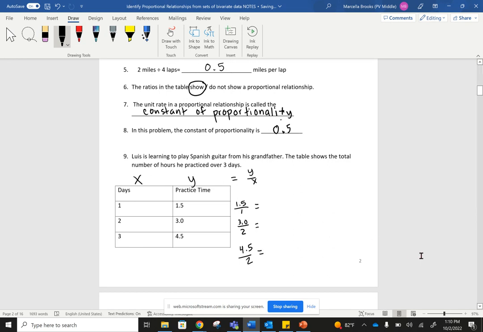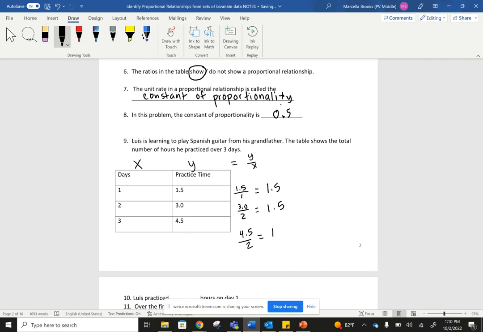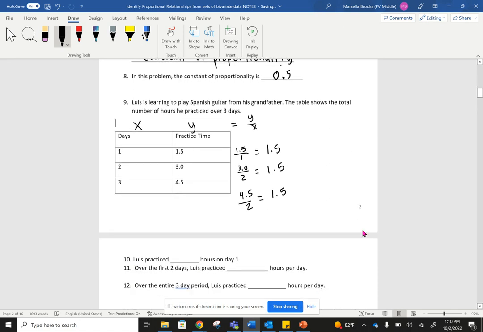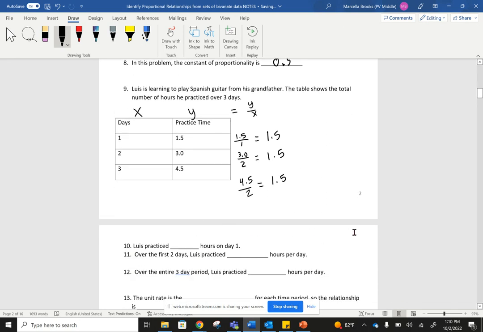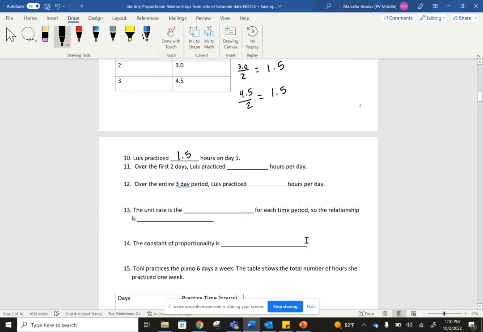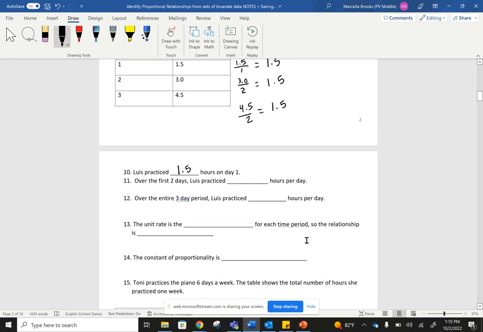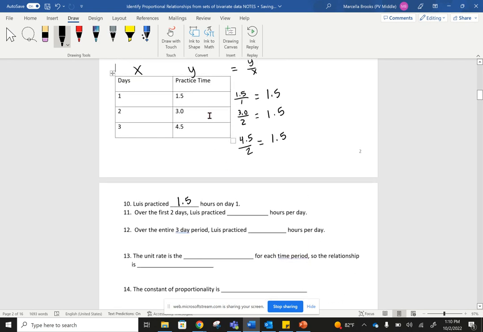1.5 divided by 1 is 1.5. 3.0 or 3 divided by 2 is also 1.5. 4.5 divided by 2 is 1.5. So how many hours did he practice on day 1? 1.5 hours. Over the first 2 days, he practiced blank hours per day. So he didn't practice 3 hours on day 2. He added to his 1.5 hours. So he just practiced 1.5 hours on day 2.